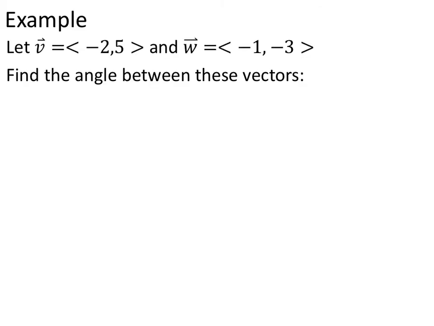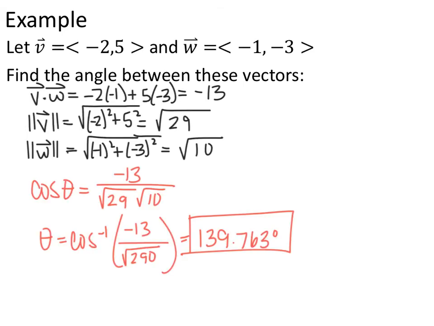So here's another vector v and a vector w. Go ahead and pause the video and find the angle between these two vectors. So I started with finding the different pieces. V dot w is equal to negative 13. The magnitude of v is equal to the square root of 29. The magnitude of w is equal to the square root of 10.